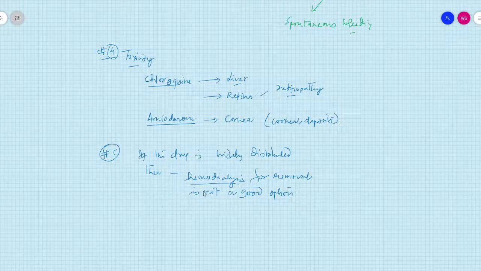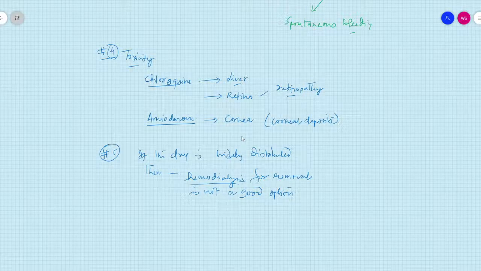Hemodialysis is one of the methods by which the drug, especially in overdose, can be removed from the plasma. But this is not a choice if the drug has a vast volume of distribution. If the volume of distribution is less than 5 liters, meaning it is in the vascular compartment, then only is hemodialysis a choice. So this is something to be kept in mind.